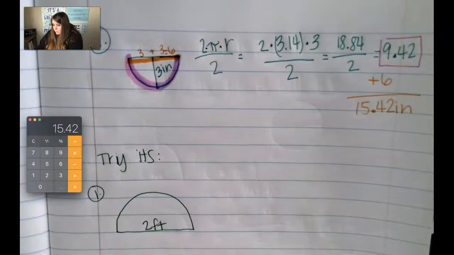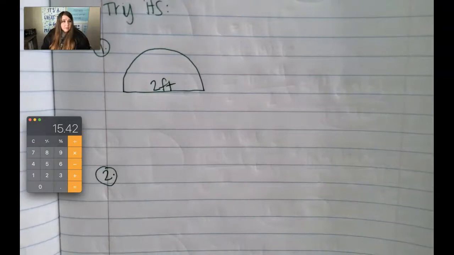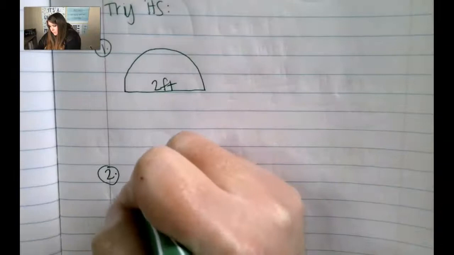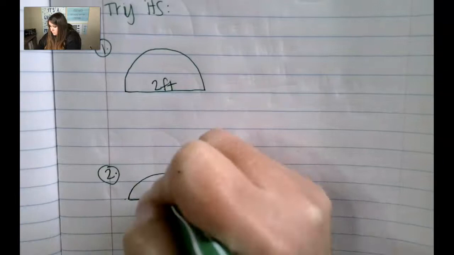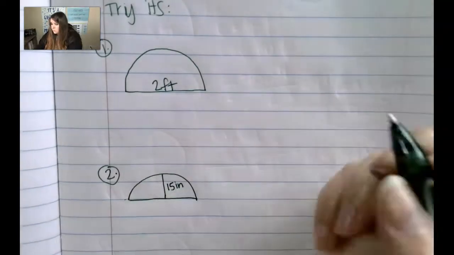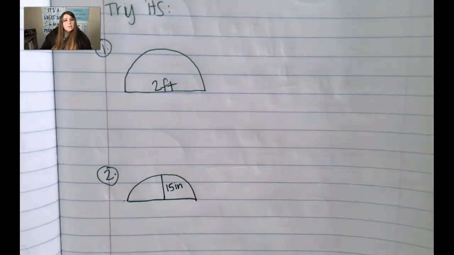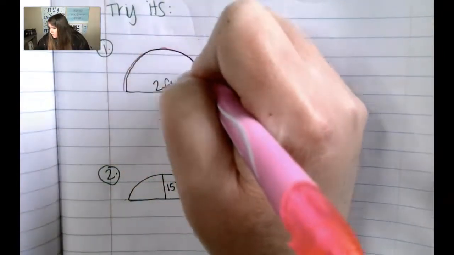And then try-it number 2. Let's move this up. Get rid of my calculator here. Try-it number 2 has a radius of 15 inches. Okay, so half of it is 15 inches. All right, go ahead and hit pause right now so you don't hear me solving, and then when you're ready, come on back.